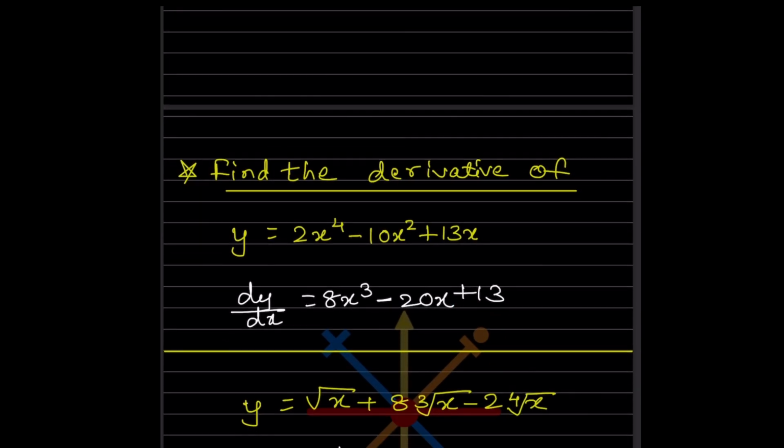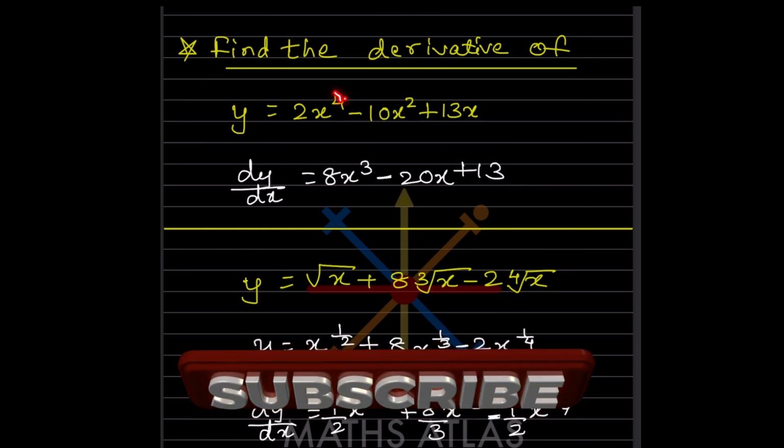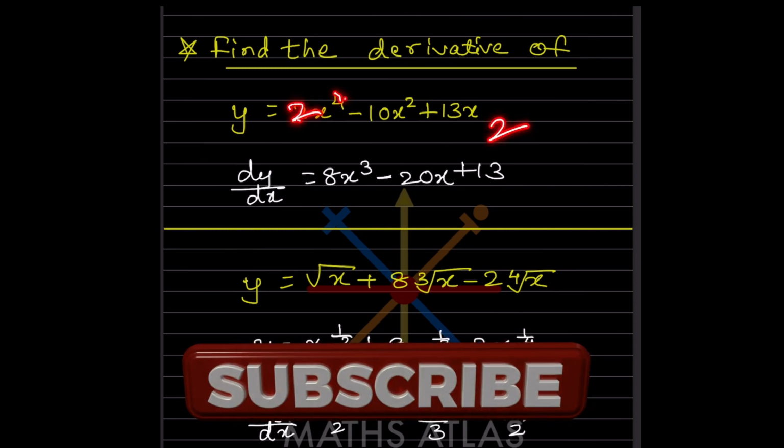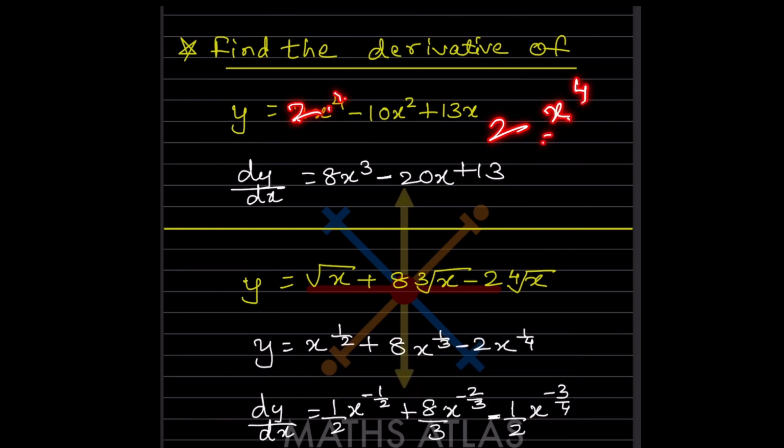Now let us see the next one. You have to find the derivative of y is 2x raised to 4 minus 10x square plus 13x. Wherever it says derivative, you will write dy by dx. So what will you do for this one? This 2 is there, and this x raised to 4, n is 4, x raised to 4 minus 1. So that is going to be 8x cube.